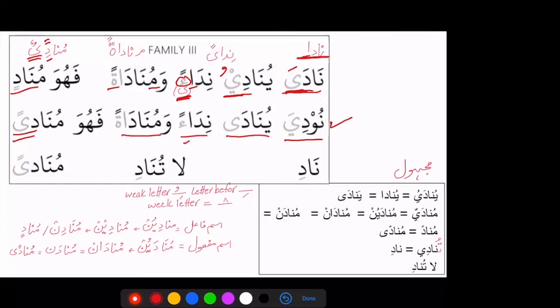And then what's going on over here in amr? Basically it is tunadi. If you change it into anta, that should be tunadi. So it's very easy. We drop the sign of mudari', and we drop the weak letter, and alhamdulillah, easy peasy, nadi. La tunadi. Nadi, and then la tunadi, and then munadan. Same rule basically.